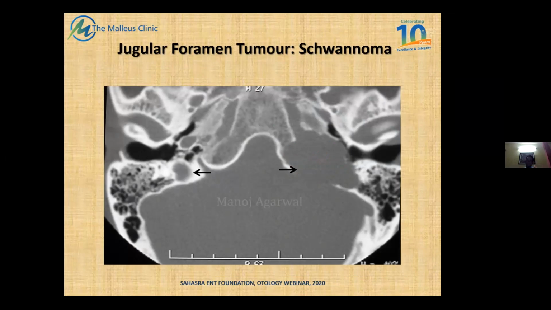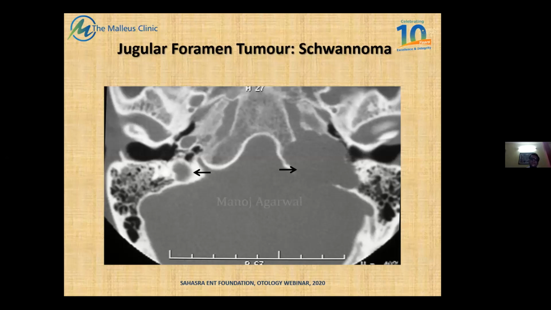Suppose it's arising from the 10th nerve, it's a vagal nerve schwannoma, leading to a paralysis of the vocal cord. But the jugular foramen is a tight compartment. The moment it expands, it's going to involve the 9th nerve anteriorly and the 11th nerve posteriorly. So it could very easily lead to a paralysis of the glossopharyngeal and the accessory as well. So it's very difficult to say.